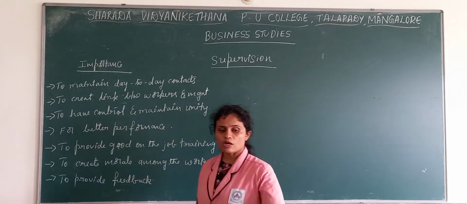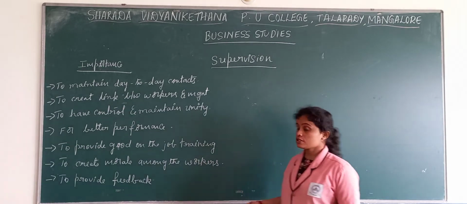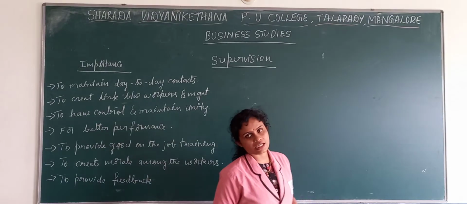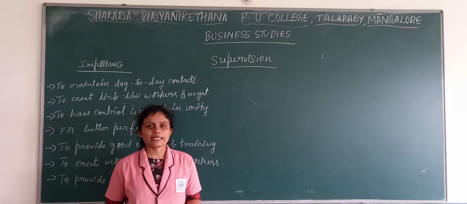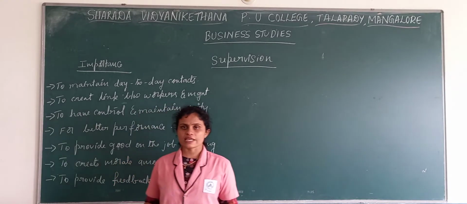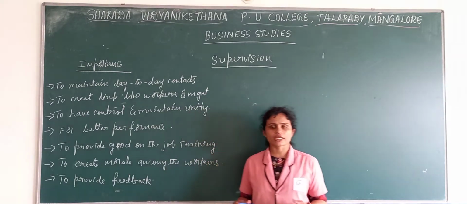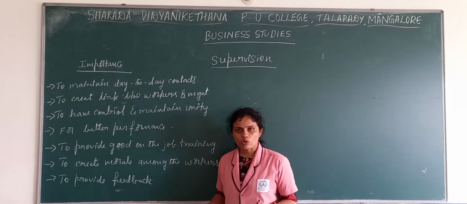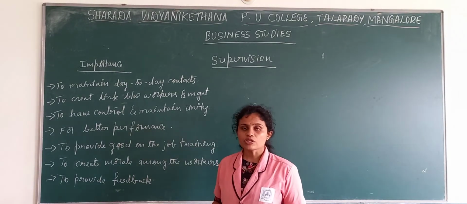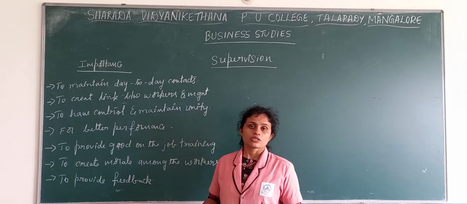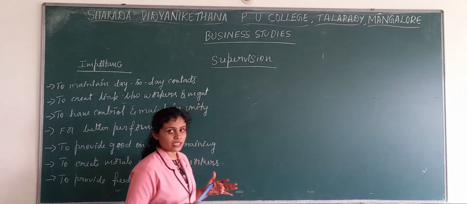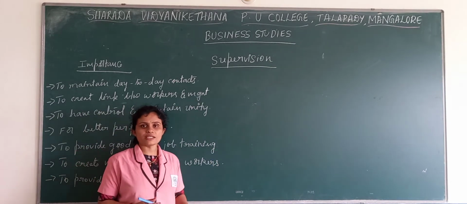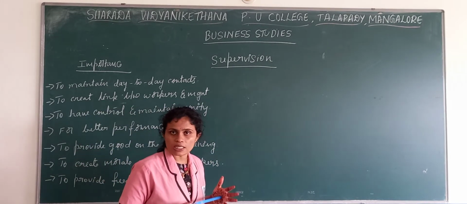In the last class, we were discussing the directing chapter. We discussed the different elements of directing. There are mainly four elements: first comes supervision, then motivation, then communication and leadership. So including these four elements, the process of directing will become complete.